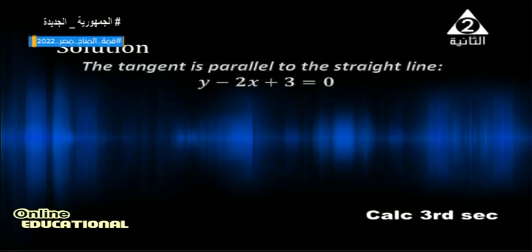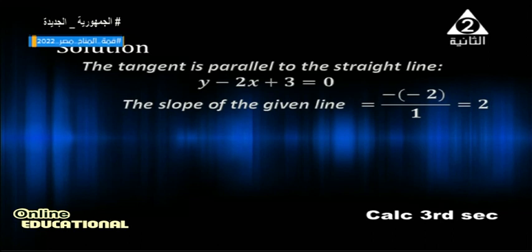Now the second required. The tangent is parallel to the straight line y minus 2x plus 3 equals 0. We know that the slope of the straight line equals negative coefficient of x over coefficient of y. Then the slope of the straight line y minus 2x plus 3 equals 0 is negative 2, which is the coefficient of x, over 1, which is the coefficient of y. Then the slope equals negative 2 over negative 1 equals 2.